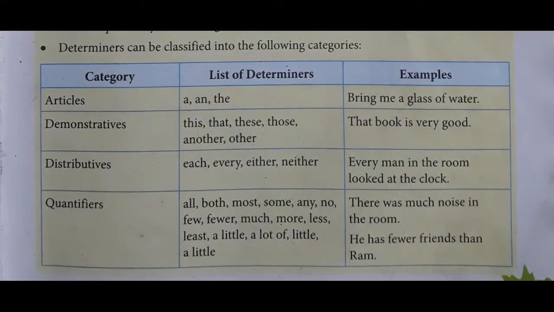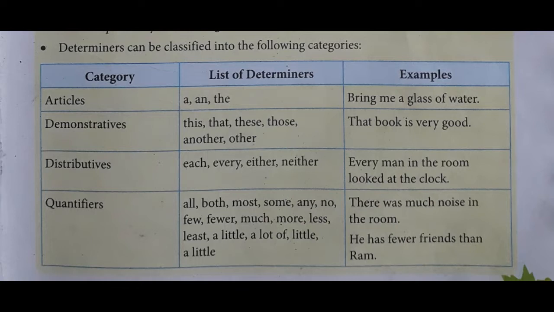Determiners can be classified in the following categories. So you learned about determiners in the last class, as you see in the image being shown to you. This is just a picture taken from last year's text. Articles, as the first name suggests, a, an and the, are on the list of determiners. Bring me a glass of water, so you're using the article a over here. So a is a determiner, one of the determiners. So article is a determiner.